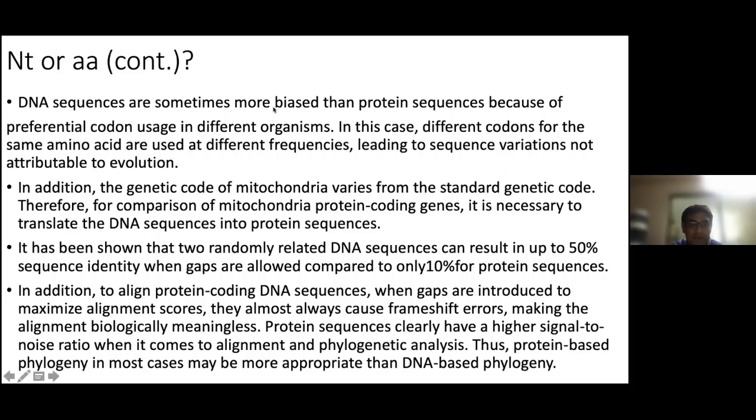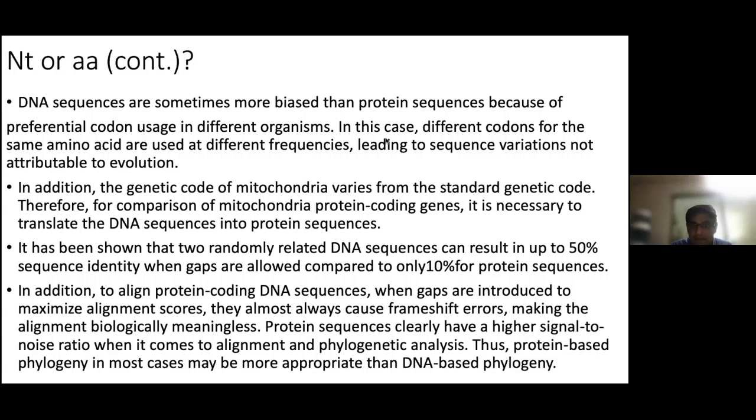So DNA sequences are sometimes more biased than the protein sequences because of the preferential codon usage in different organisms. For example, for a single amino acid, one organism may use one codon, whereas another organism might use a different codon for the same amino acid. So there is a codon bias for certain organisms for certain amino acids.